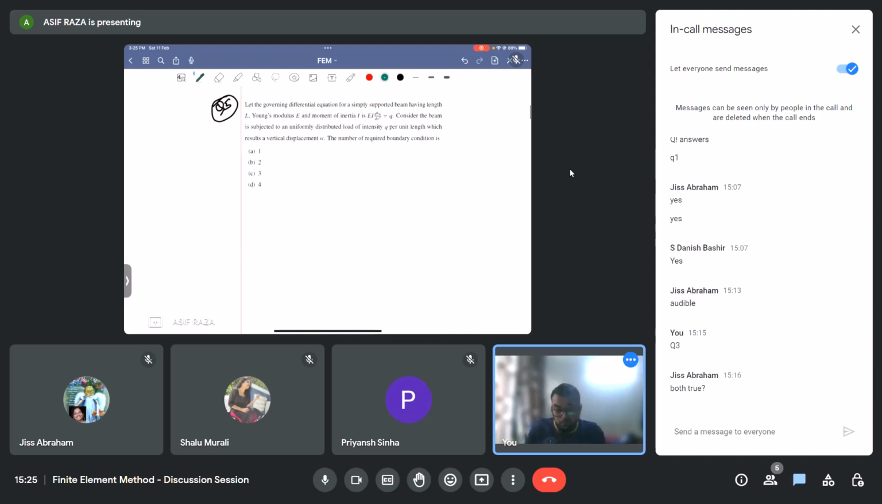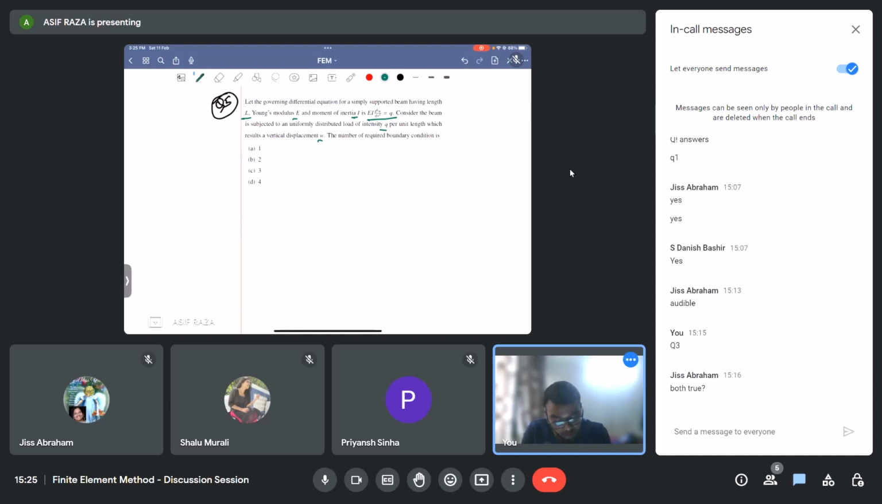Question number 5. Question is, let the governing differential equation for a simply supported beam having length L, Young's modulus E, and moment of inertia I is EI times the fourth derivative of W equal to Q. Consider the beam is subjected to uniformly distributed load of intensity Q per unit length, which results in vertical displacement W. So the number of required boundary conditions is.